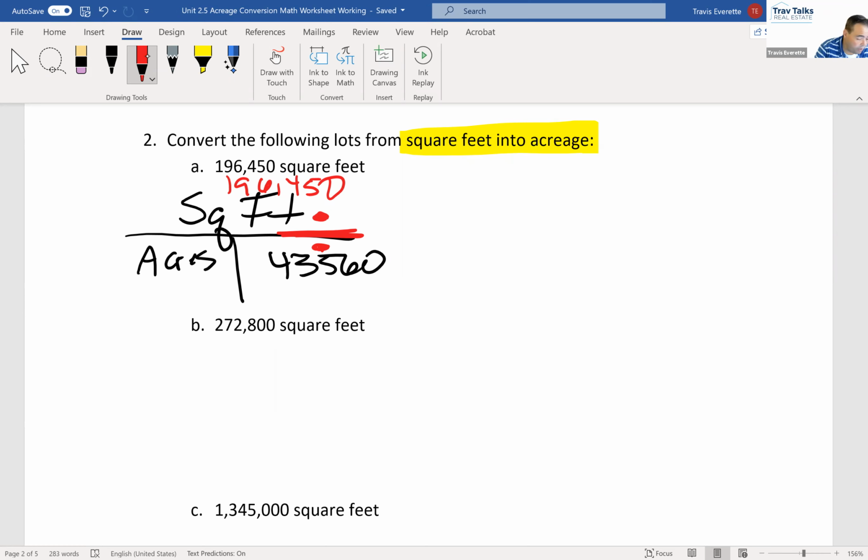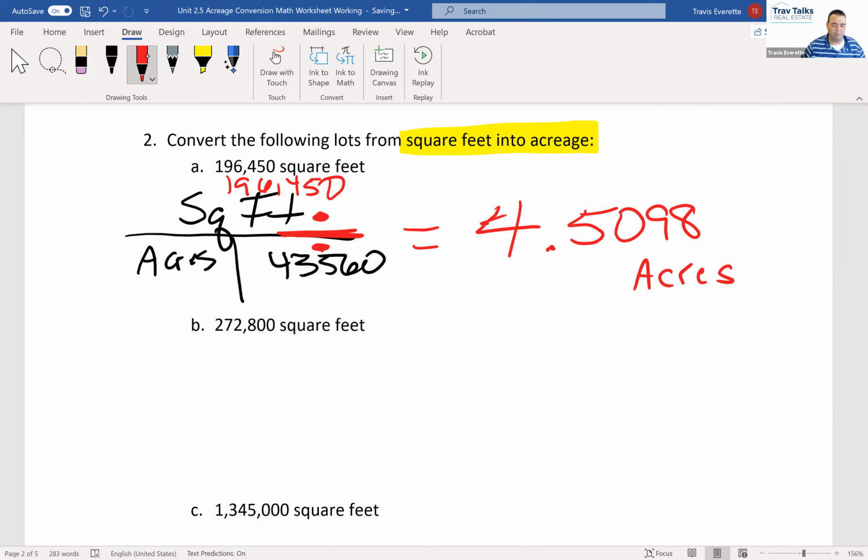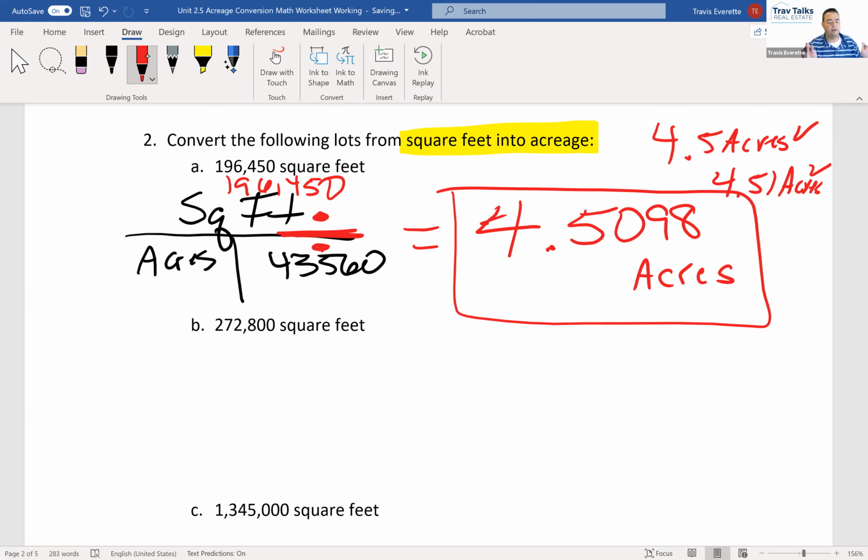And we end up with 4.5098 acres. Now, again, I'm not worried about rounding. If you came up with 4.5 acres, that's fine. If you came up with 4.51 acres, that's fine. Don't stress all that. That's just rounding. It's not going to change the answer you choose on the test. Remember, you're taking a multiple choice test, and they're not going to give you answers that are that close to each other. So don't worry about the rounding. I go four past the decimal, but that's just me so that I'm showing you pretty precise unrounded numbers.